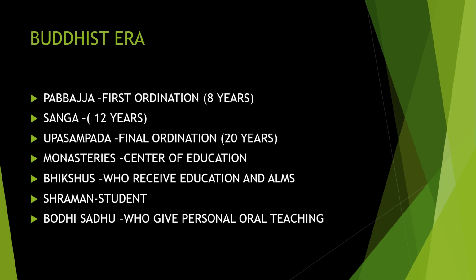So I think you get an idea. The words you must know: Pabja is the first ordination. Then Sangha, it is 12 years. And Upasampada, 20 years. Okay, the monastery is the center. And Bhikshu is a person who receives education and alms. Then Shraman is the student. And Bodhisattva is the person who gave education to the students.